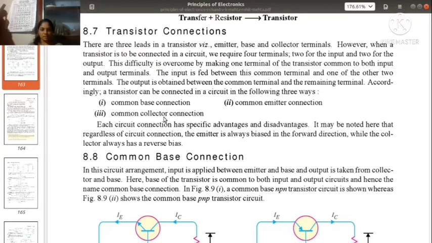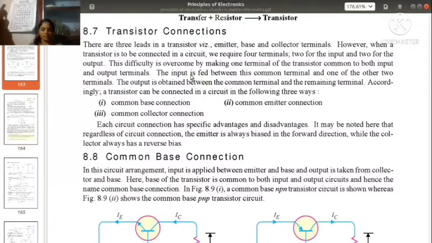These are the different configurations that we use while introducing a transistor in a circuit. Each circuit connection has specific advantages and disadvantages. It may be noted that regardless of circuit connection, the emitter is always forward biased, while the collector always has reverse bias. Whatever configuration we are using, the emitter is always forward biased and the collector is always reverse biased. So that's the condition. We can have all three configurations, but this condition should be kept.